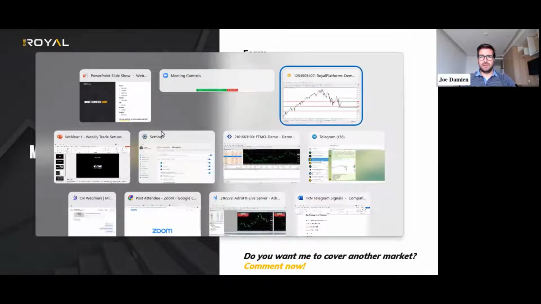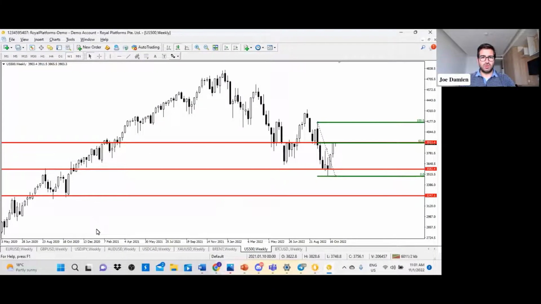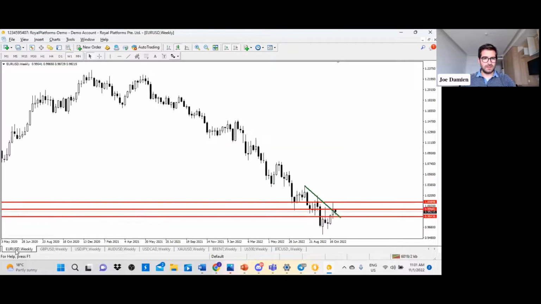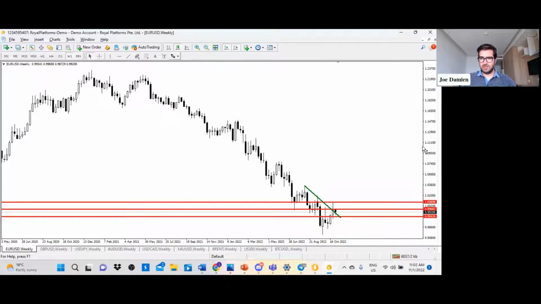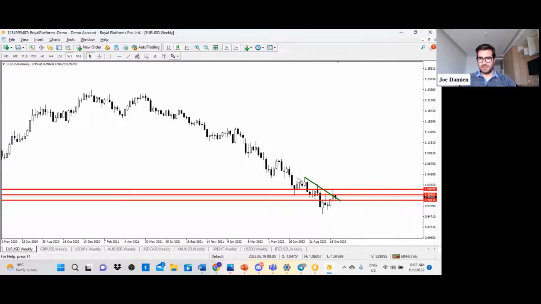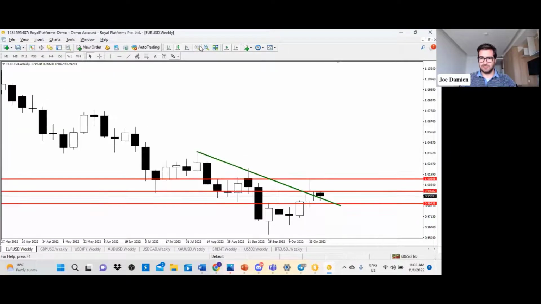Let's start our analysis with EUR/USD on the weekly time frame. So this is EUR/USD. On the weekly time frame, nothing changed much. Here the market is still in a downward movement. The market tried to move higher, however, it faced a strong resistance. Let me zoom in. The market tried to reverse here, however, it faced a strong resistance around this level here.